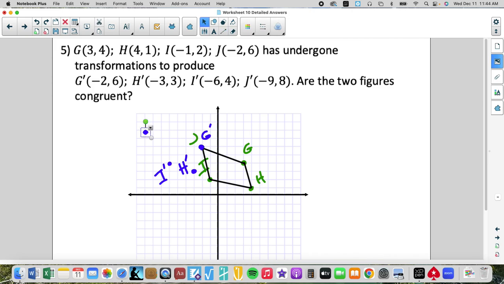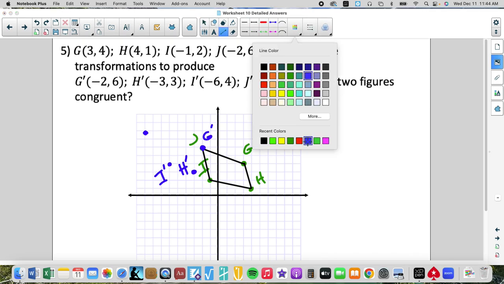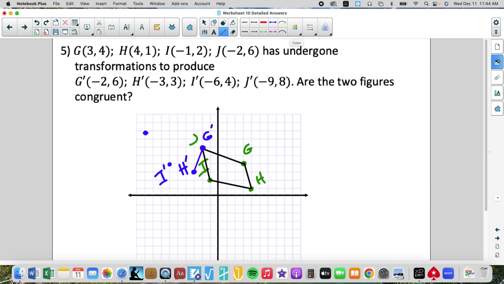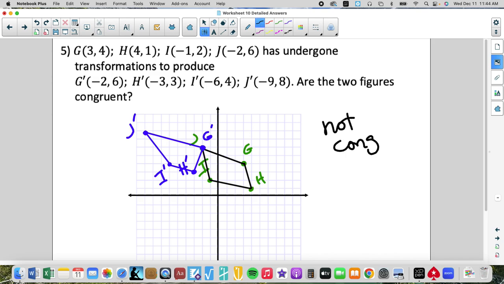So if we go G to H, whoa, why didn't that draw? Do blue. G to H, H to I to J, and then J back to G. So let's label that J prime. So no, they are not congruent. You kind of thought that maybe it was going to be flipped or rotated a little bit, but that's not the case. No, not congruent. Yeah, they do not.